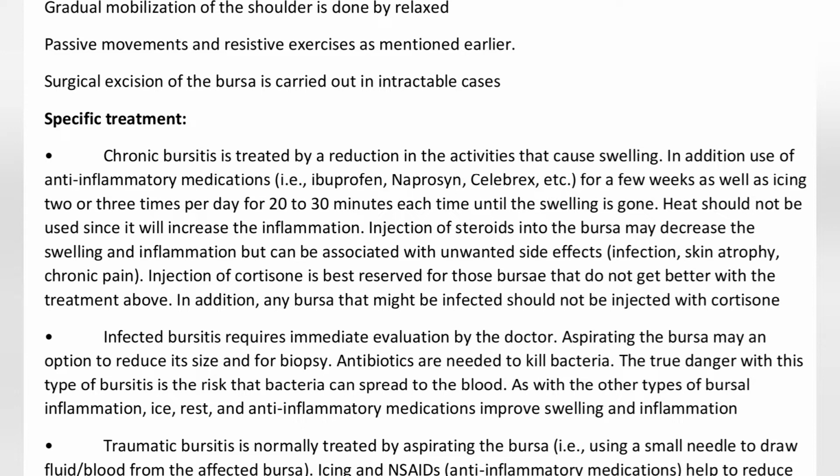The injection of cortisone is best reserved for those bursae that did not get better with the treatment above. In addition, any bursa that might be infected should not be injected with cortisone. So before the infection, we can use cortisone, but after the infection, we can't use cortisone.